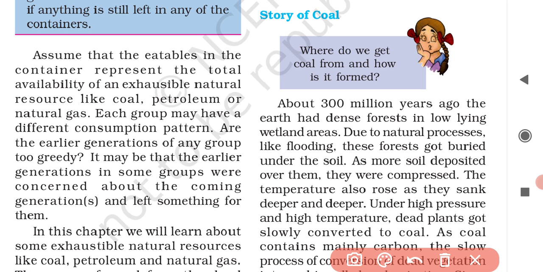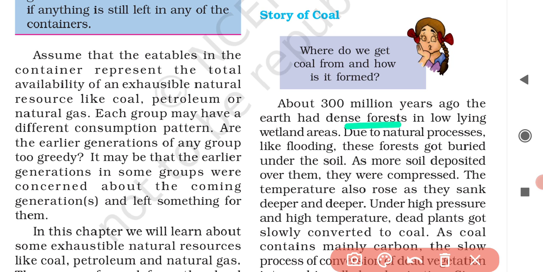So our earth had a dense forest. Okay, about 300 million years ago our earth had dense forests in the low lying wetland areas. Okay, so due to some natural processes or natural disasters like earthquakes, volcanoes and floods, these forests were buried under the surface of earth.